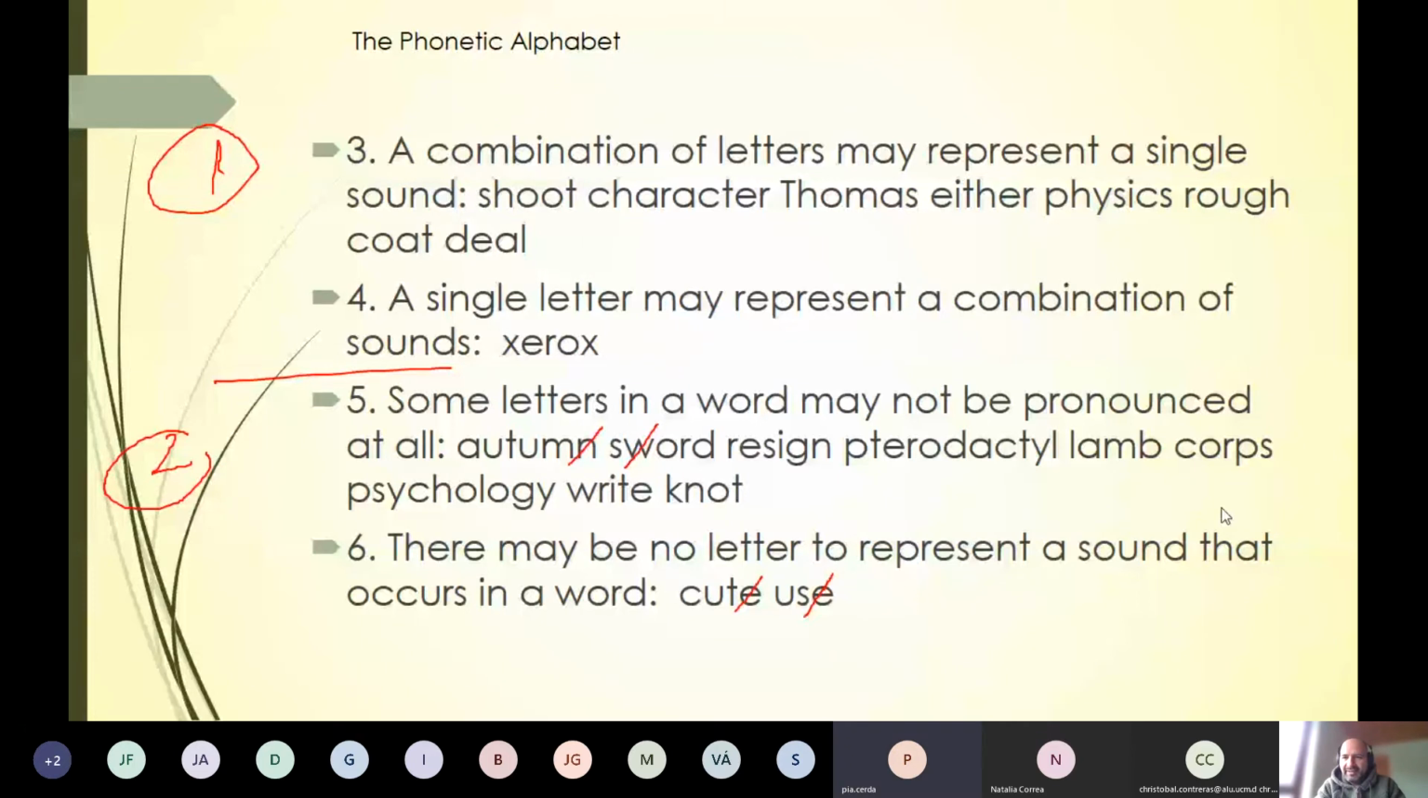A combination of letters may represent a single sound: should, character, Thomas, either, physical, road, code, deal. A single letter may represent a combination of sounds. I don't know how to say this word. Xerox. Xerox. Shall I continue? All right, thank you.